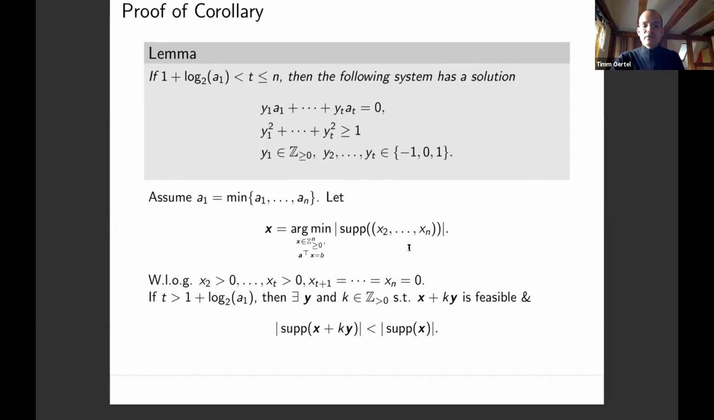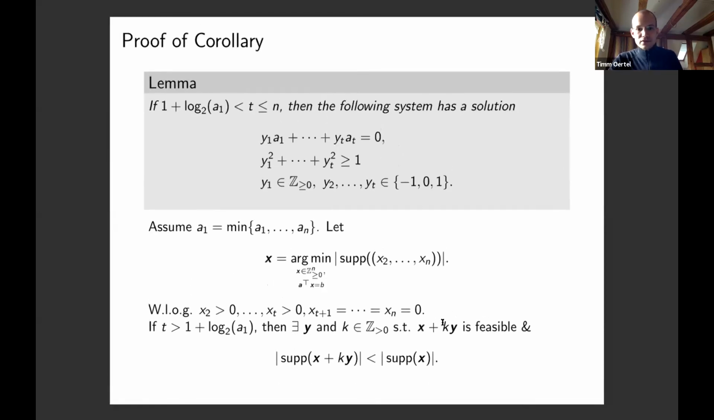For the sake of time, I'll try to make it short. So assume that we have this minimum support solution, and let's say the first T elements are all positive. Then we can use this lemma to perturb our solution and find a smaller solution, getting a contradiction. And behind this lemma, there's a simple argument of Minkowski.